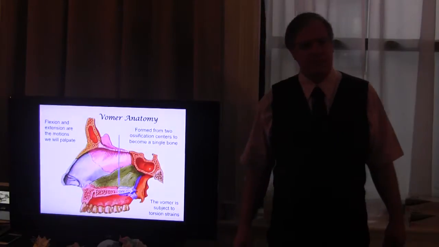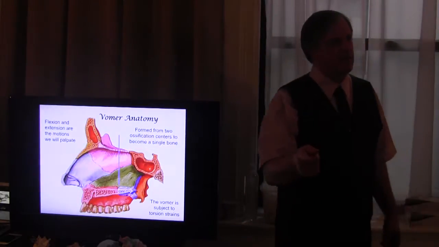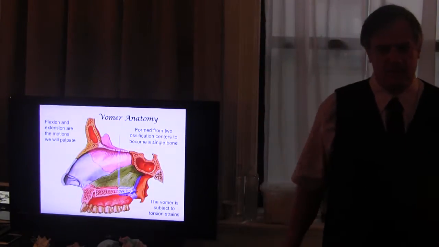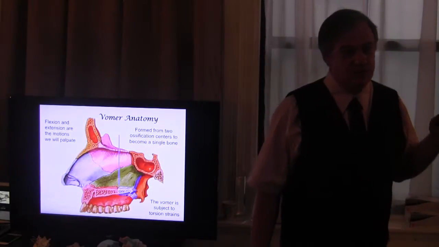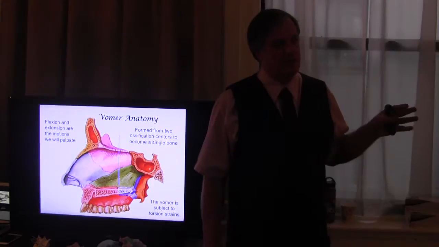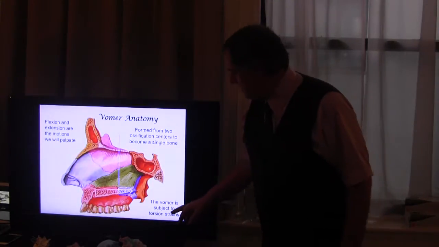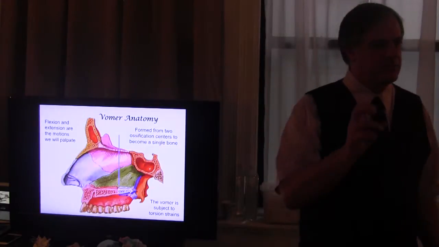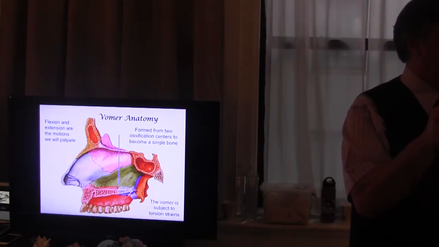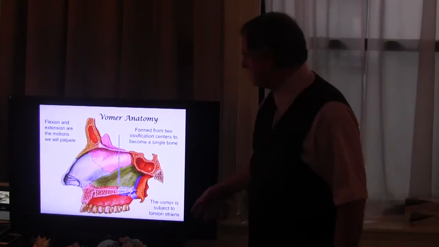We can palpate that, but again, I'm not going to put my finger in the mouth and then palpate cranial rhythm. Why? Because my finger's in their mouth. So I'm going to do mobility. Everything I'm going to do is mobility really quickly. Okay? The vomer is also subject to torsional strains, meaning you might feel some different weird things when you're in there. So what I'm going to do is mobility.